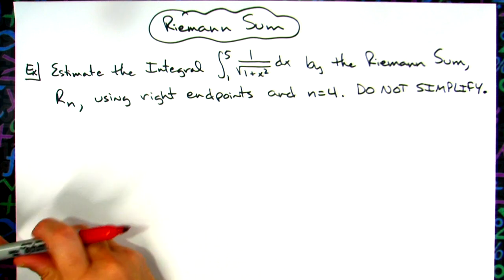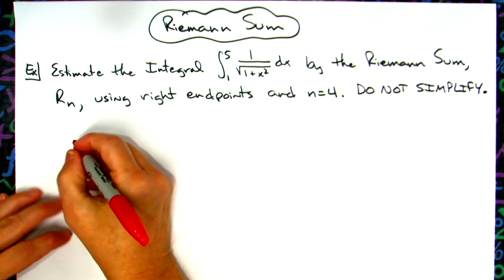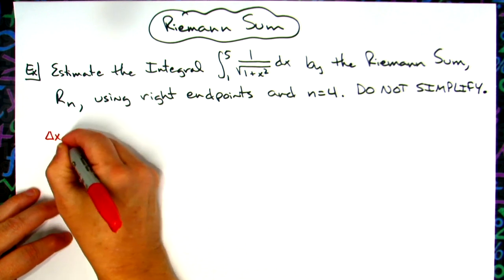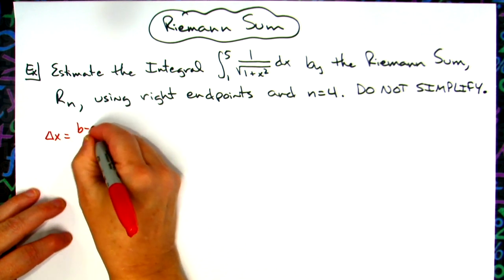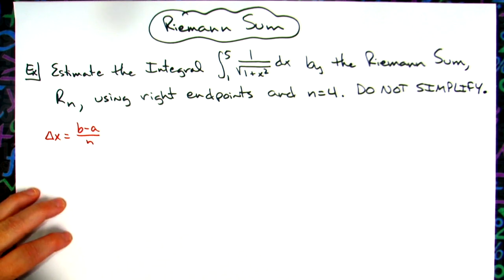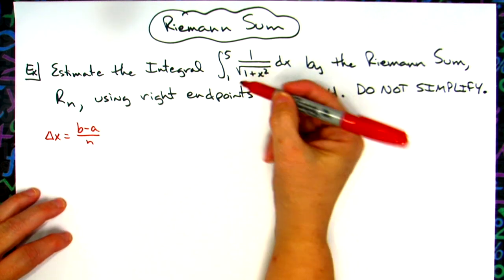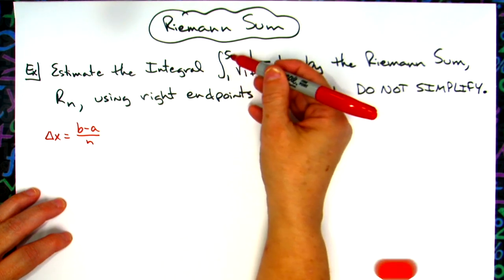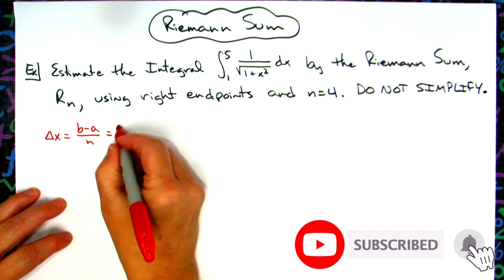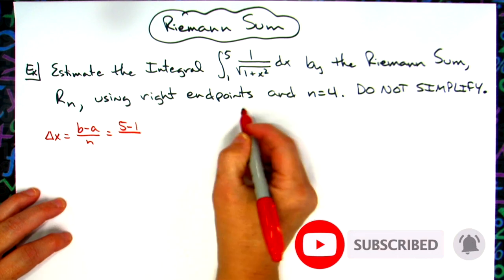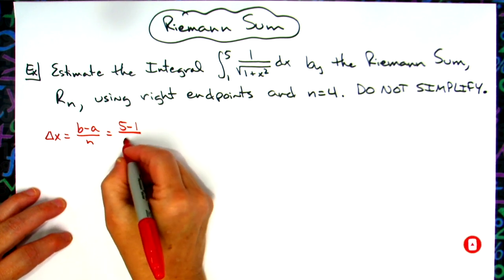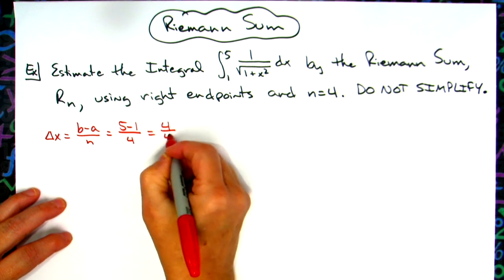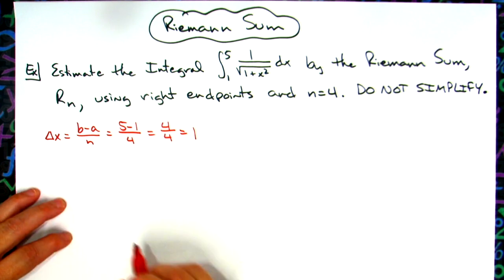So you can use your formula for finding delta x. Delta x is the formula of b minus a over n. That's going to give you the width of each rectangle. Since we're running on the interval from 1 to 5, 1 is a, 5 is b. So I'm going to have a 5 minus 1. They told me n is 4, so 4 subintervals there. Simplifying, we'll have a 4 over 4, which equals 1. So my delta x is 1.